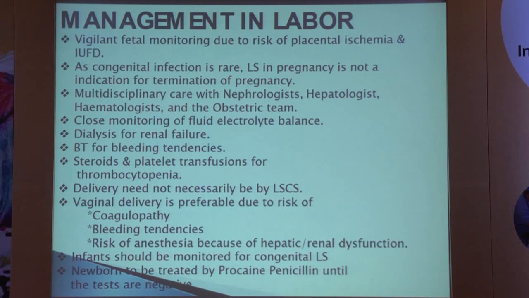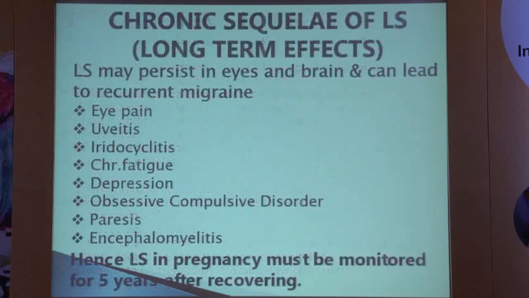Dialysis for renal failure if required. Blood transfusion for bleeding tendencies. Steroids and platelet transfusions for thrombocytopenia. And delivery need not necessarily be by cesarean. Vaginal delivery is preferable due to risk of coagulopathy, bleeding tendencies, and of course risk of anesthesia because of hepatic and renal dysfunction. Infants should be monitored for congenital leptospirosis, and newborns to be treated with procaine penicillin until the tests are negative.